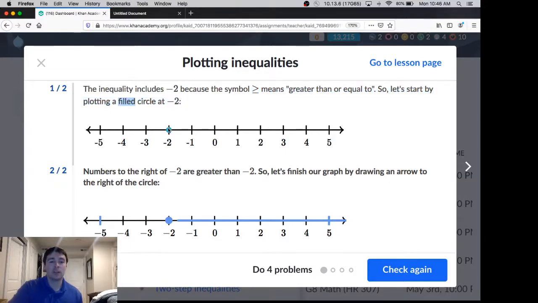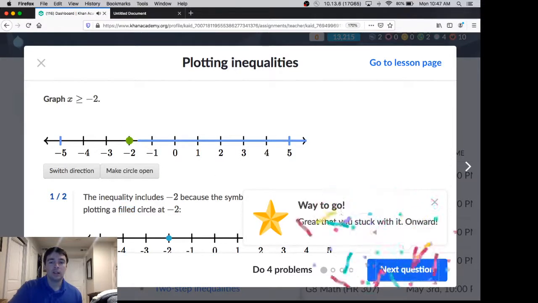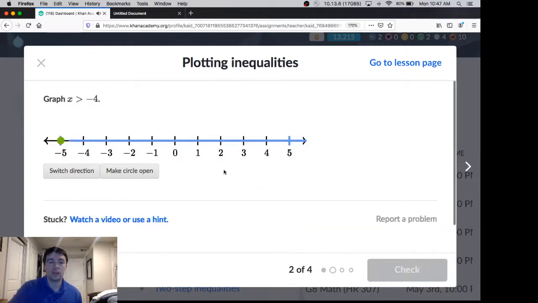And so I see the big key, my mistake, as I circle back up here. I didn't have a filled circle. If I had a filled circle, that would include the greater than or equal to piece that I needed. And now I've got that question correct. Moving on to the next question.